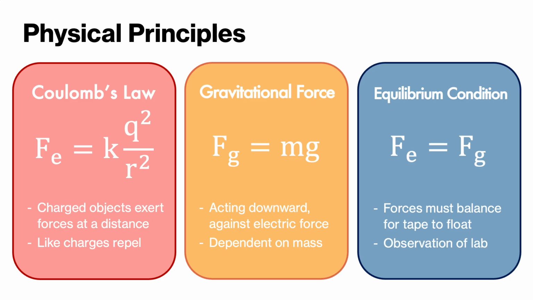Coulomb's law states that the electric force between charges is proportional to the product of the charges and inversely proportional to the square of the distance between them. The gravitational force on the tape is given by F equals mg, where m is the mass and g is gravitational acceleration. The tape floats when the upward electric force equals the downward gravitational force, meaning the net force is zero and the system is in equilibrium.